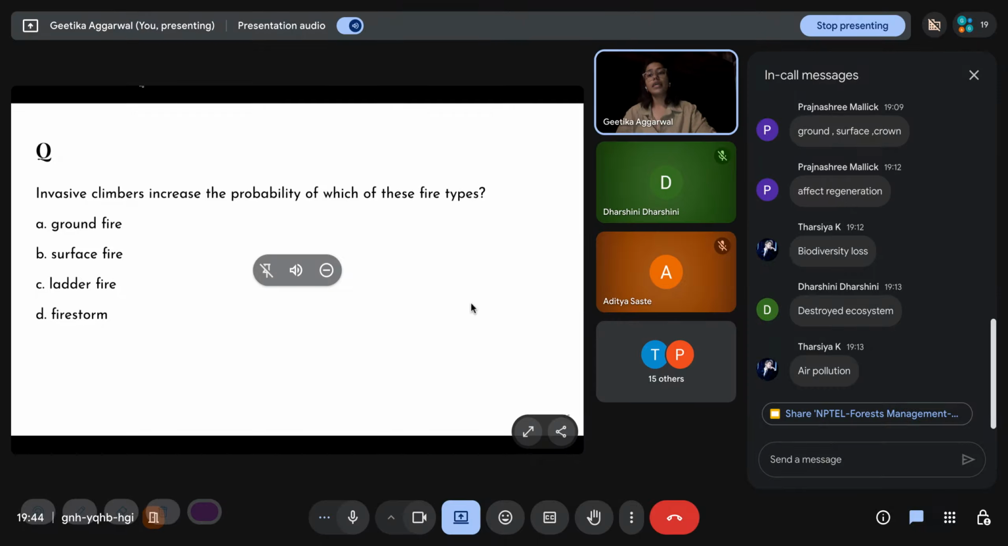First question: invasive climbers increase the probability of which of these fire types? So, which of these fire types can actually be spread more by an invasive climber? Ground fire, surface fire, ladder fire, or firestorm? So, what do you guys think? You can type out your answers in the chat box. Invasive climbers increase the probability of which of these fire types? Ground, surface, ladder, or firestorm?